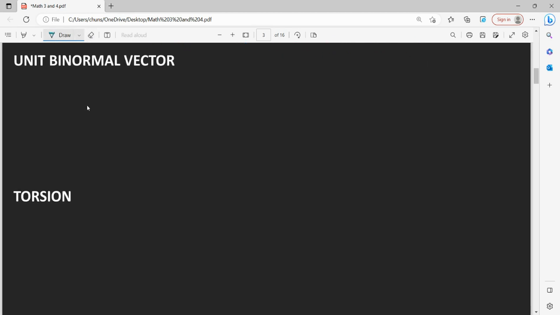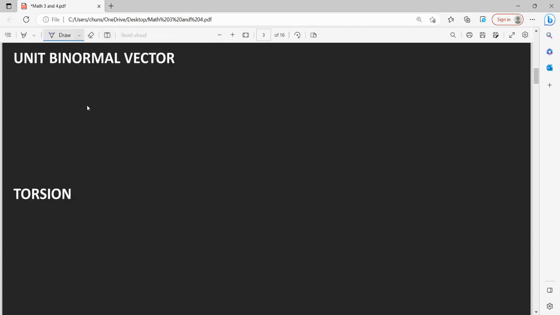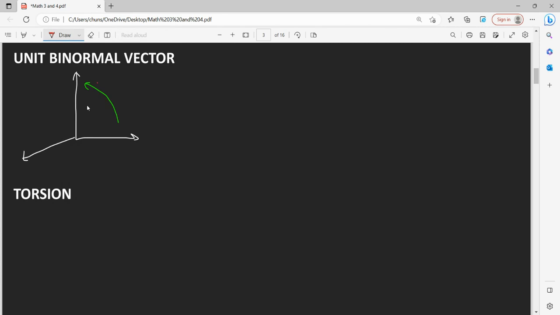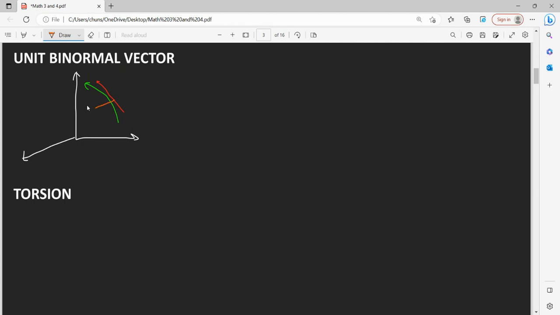Okay, I've got a few more left. So the unit binormal vector. So this one is similar to some of the other ones we've talked about. So if we have our plane here, for space curve here. So we had our tangent vector here. Perpendicular to that, we had our normal.